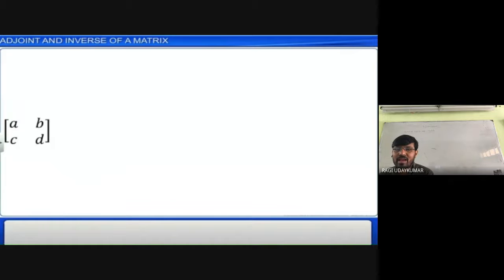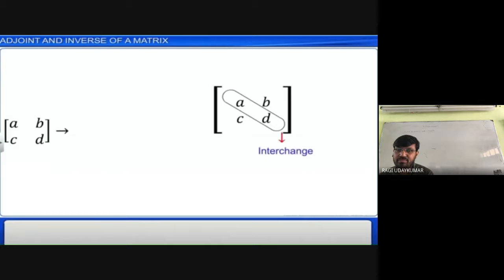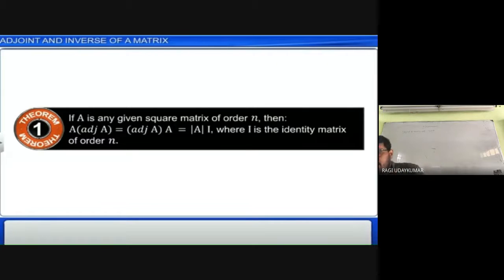D minus B minus C A. When you take the inverse of a matrix with elements A B C D, that is an easy task to remember. Just interchange the diagonal elements and change the signs of the remaining elements only. That is for a 2 by 2 matrix. In case of a 2 by 2 matrix only, that can be done.